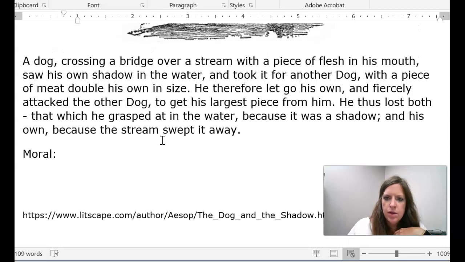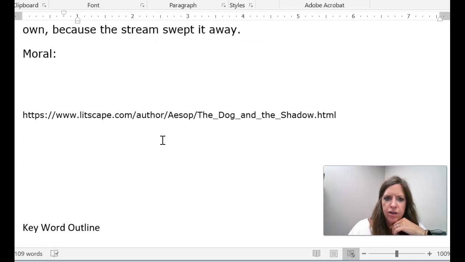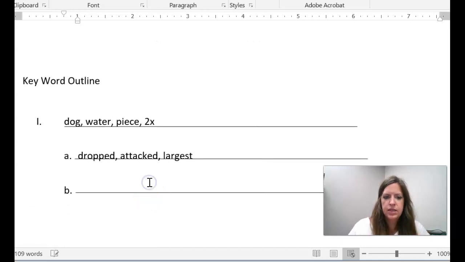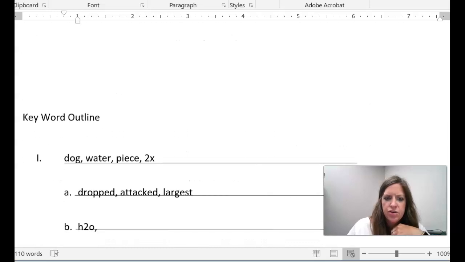Okay, next one. He thus lost both, that at which he grasped at in the water because it was a shadow, and his own because the stream swept it away. Let's do water, shadow, and swept. Ooh, we can do H2O for water, then that one doesn't count. H2O, shadow, stream, swept.